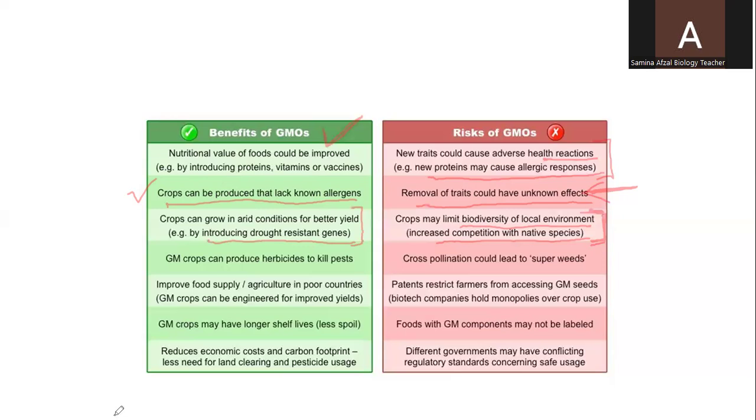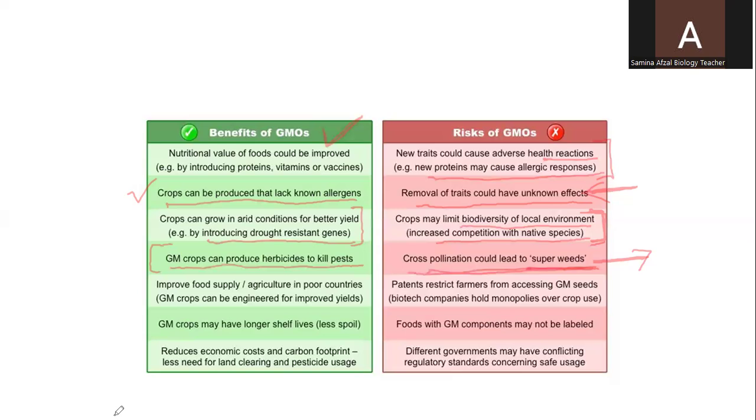Genetically modified crops can produce herbicides to kill pests. We can produce herbicide resistant plants. So the cross pollination could lead to super weeds. Super weeds are harmful for the plants. They depend on plants, they get nutrients from the plant, they get water from the plants, and these are the features of the weeds. But if there are super weeds, they are more harmful than weeds.